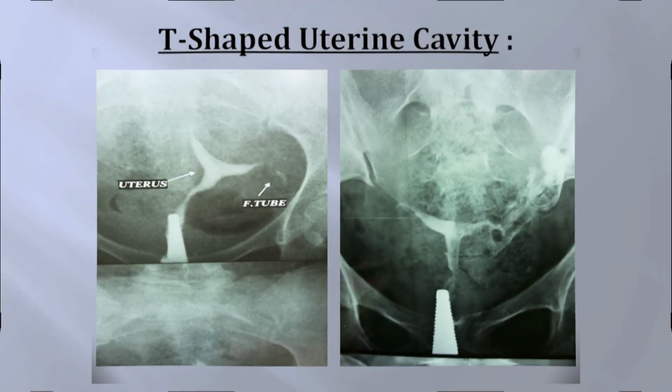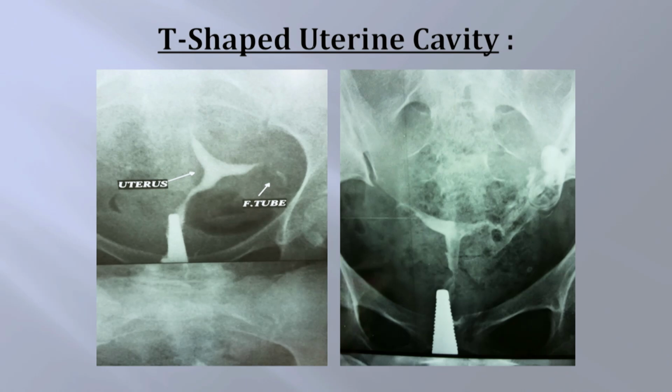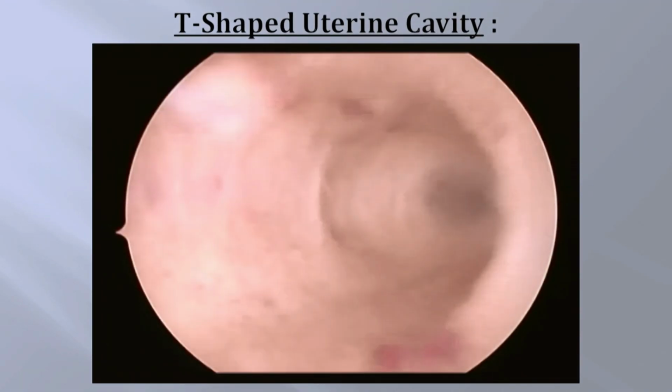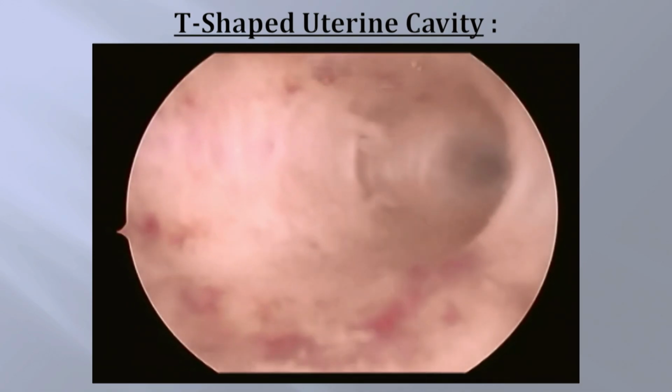Now moving on to the next, the T-shaped uterine cavity. This is a typical case seen in infertility practice, wherein such cavities we see on HSG and on ultrasound. Such cavities need to be dealt with because these might be the cause of infertility in a vast number of cases, in which you can see the hysteroscopic picture.